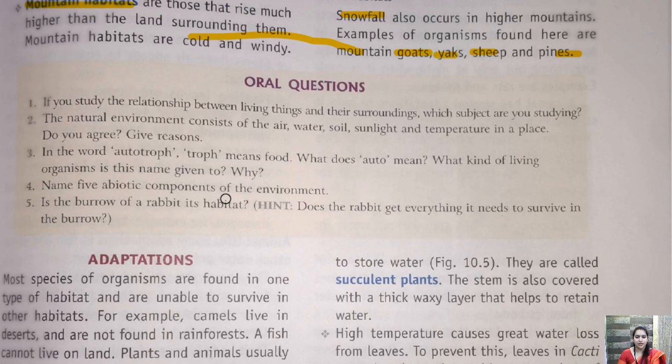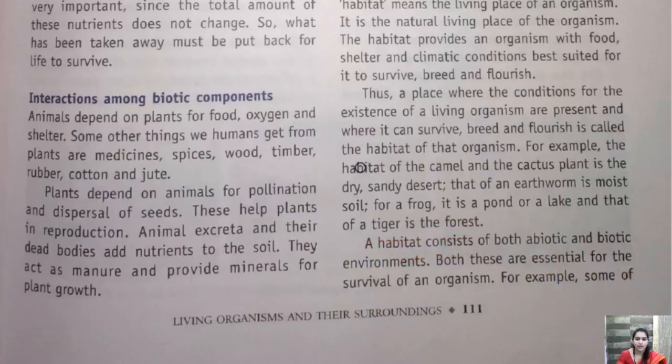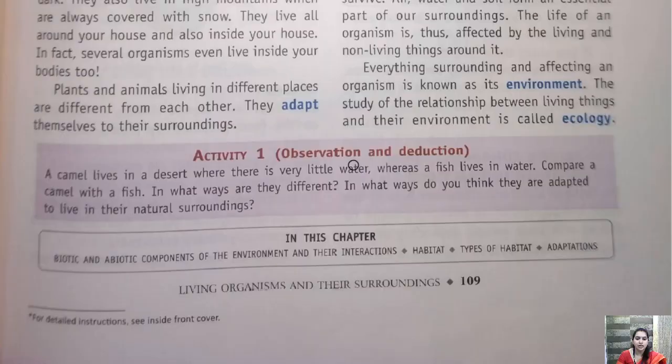Okay, now can we start with it? All right. Question number one. If you study the relationship between living things and their surroundings, which subject are you studying? So I have told you this answer, beta. If we are studying the relationship between living things and non-living things, we are studying about environment, isn't it? And the study of environment is called ecology, isn't it? You can see here in the text, the study of this is called ecology.